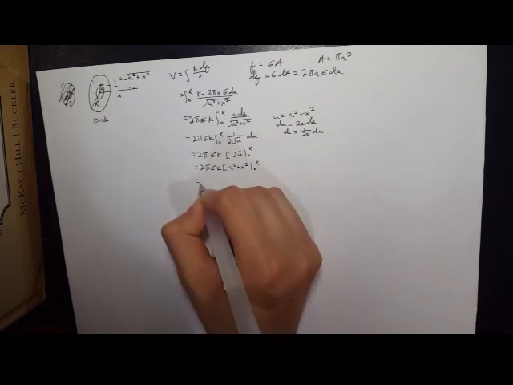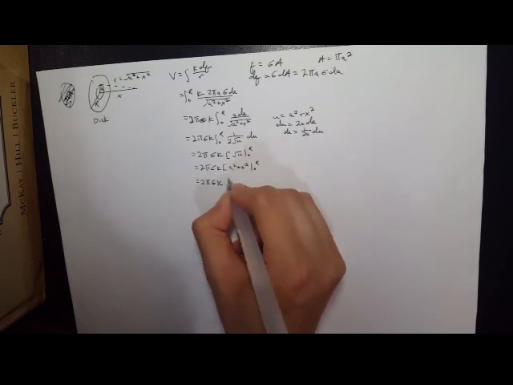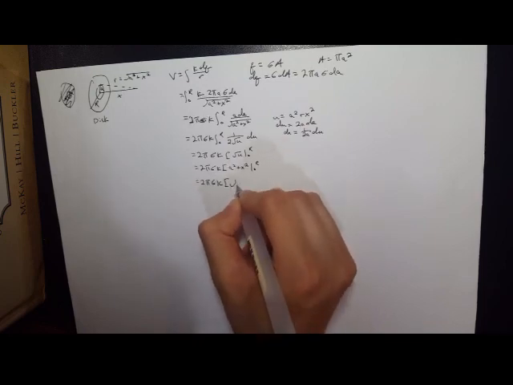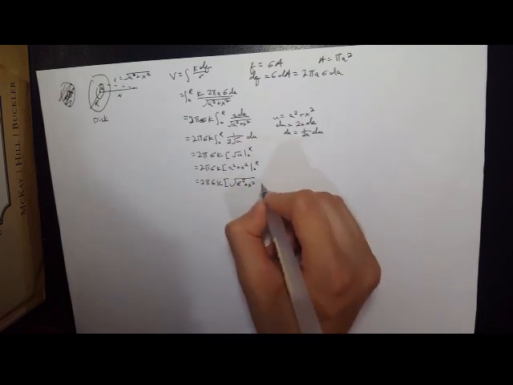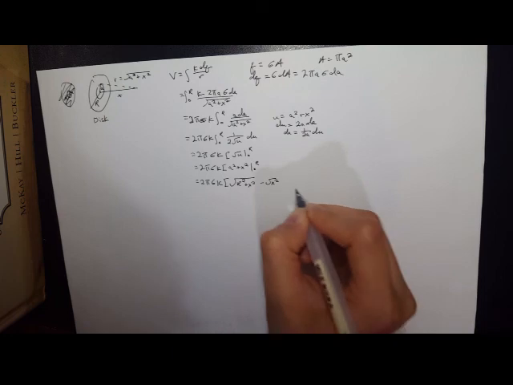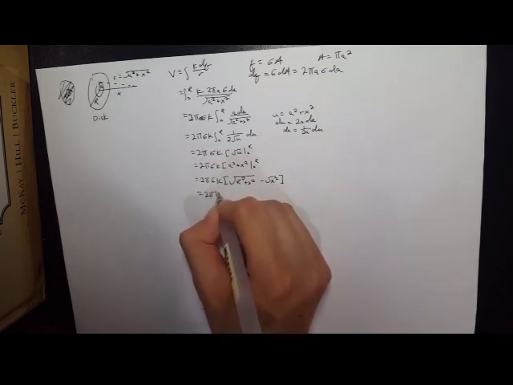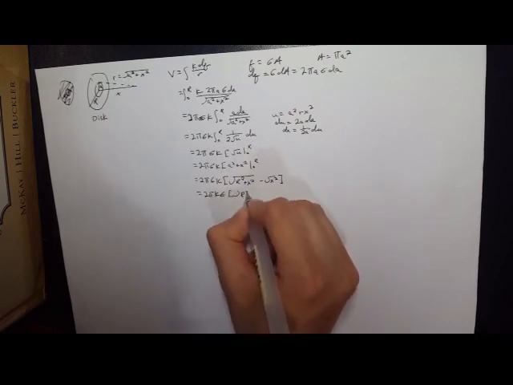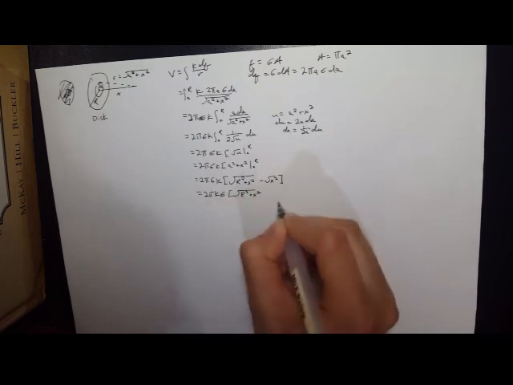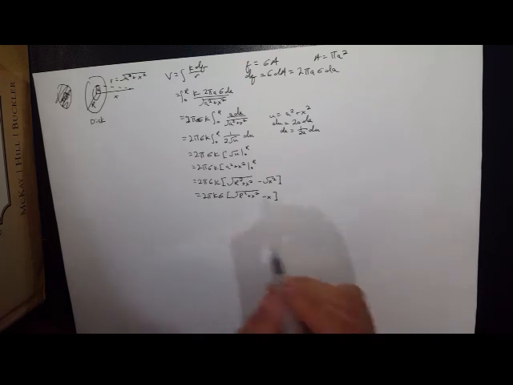And then when you do that, we end up with 2 pi sigma k out here, and then the square root of big R squared plus x squared, minus the square root of x squared, which just becomes 2 pi k sigma times the square root of r squared plus x squared minus x. So this is our electric potential for the disk.